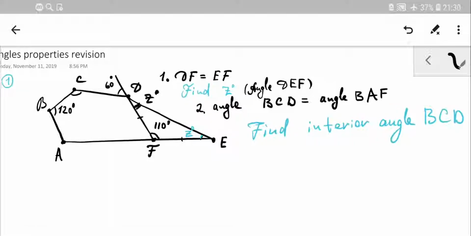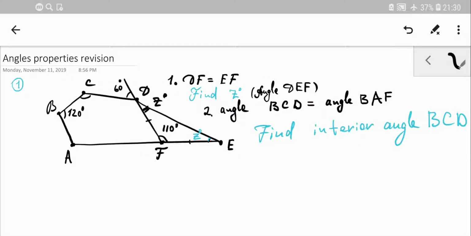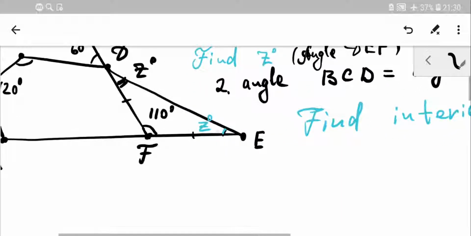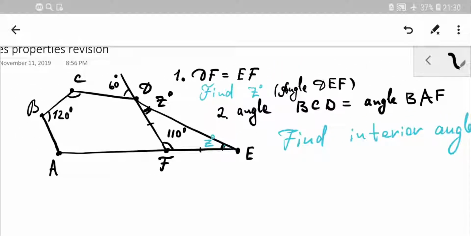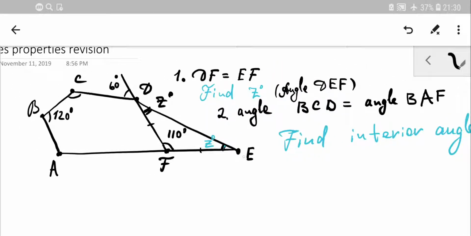The first one. What are you given in the first question? You're given that DF equals EF. So two sides are equal, which I marked with two equal bars. So DF equals EF. You need to find the size of angle Z. So it's here, this is the angle DEF.